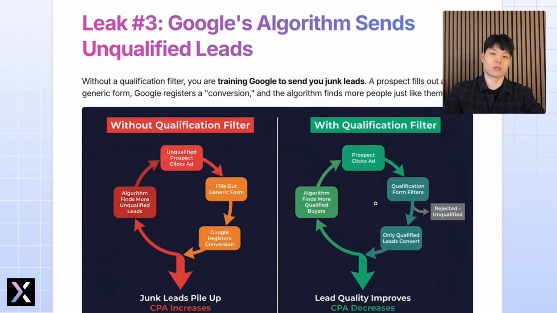But what if that person was completely unqualified? What if they're too small for your service? They don't have the budget, or they're actually not in an industry that you serve. Google doesn't know that. It just knows that they filled out the form. So it keeps sending you similar type of people. Your sales team wastes time and your cost per qualified call increases significantly.